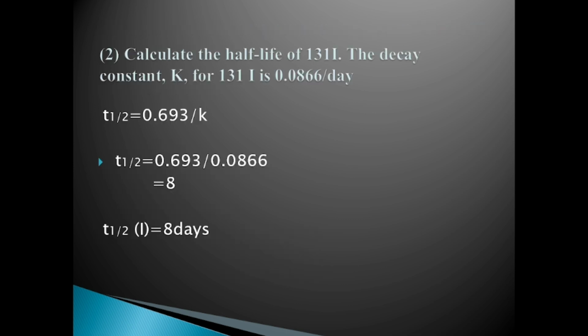Another problem: calculate the half-life of iodine-131. The decay constant K for iodine-131 is 0.0866 per day. T half = 0.693/K. T half equals 0.693 divided by the value of K, which is given as 0.0866, which equals 8. So the half-life period, or T half, equals 8 days.